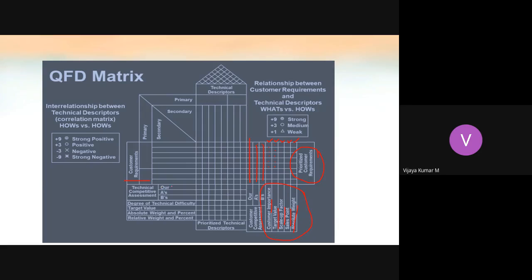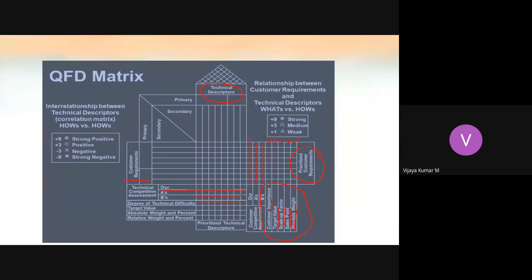Similarly, you have to do this with respect to the technical descriptors. Here we have mentioned the technical descriptors. With respect to technical descriptors, you have to do the competitive assessment, that is, your company with respect to company A and company B. If you want to write some more, you can mention C, D companies also.